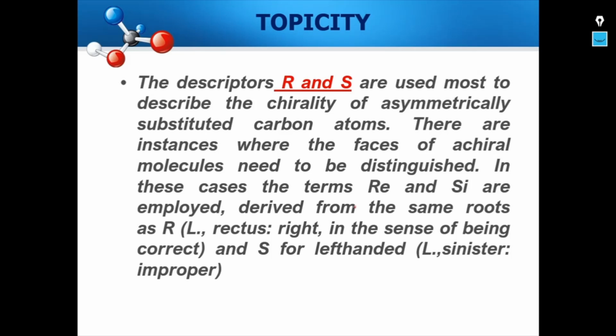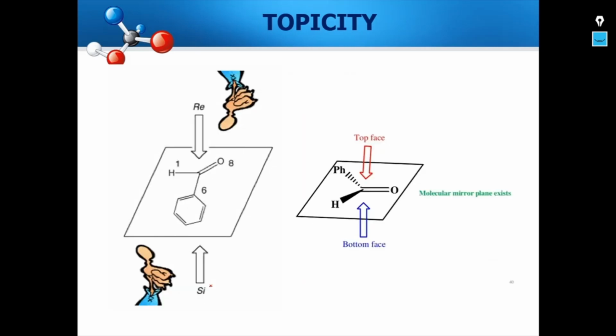We know that we use the descriptors R and S, mostly to describe the chirality of asymmetrically substituted carbon atoms. Now there are instances where the faces of achiral molecules need to be distinguished, and in this case I am introducing the terms Re and Si. Re and Si are derived from the same roots as R, which is from the Latin rectus, meaning right, in the sense of being correct, and S for left-handed, the Latin term sinister, which is improper. Let us understand how this works.